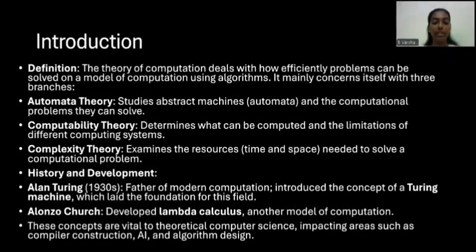In automata theory, it studies abstract machines, automata, and the computational problems they can solve. In computability theory, it determines what can be computed and the limitations of different computing systems. And in complexity theory, it examines the resources, that is time and space, needed to solve a computational problem.